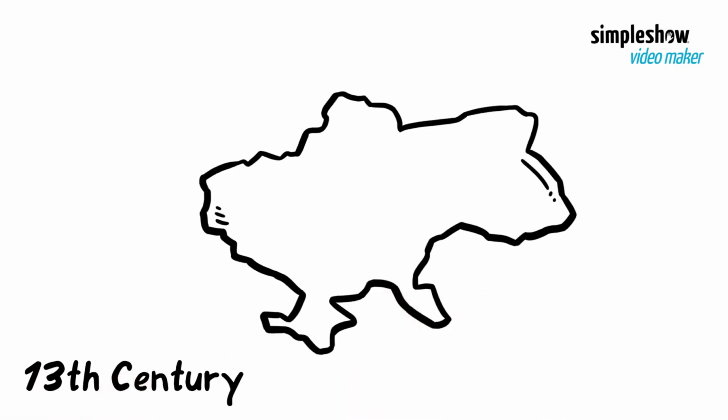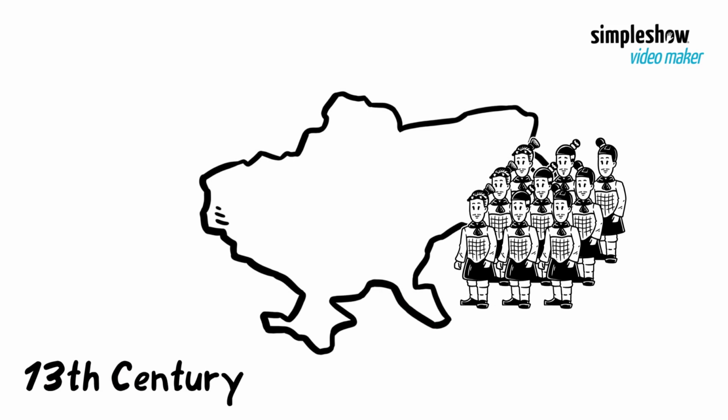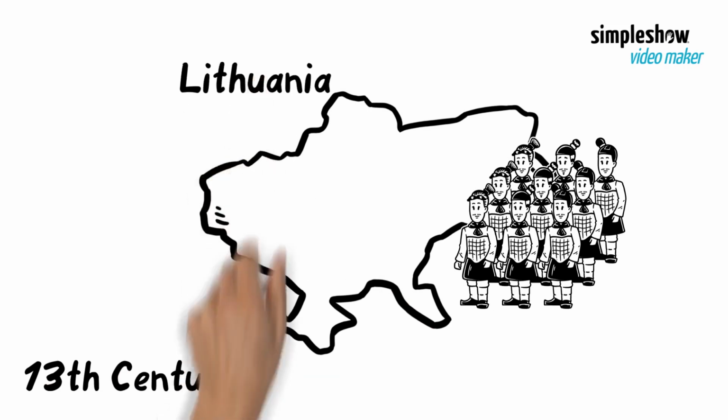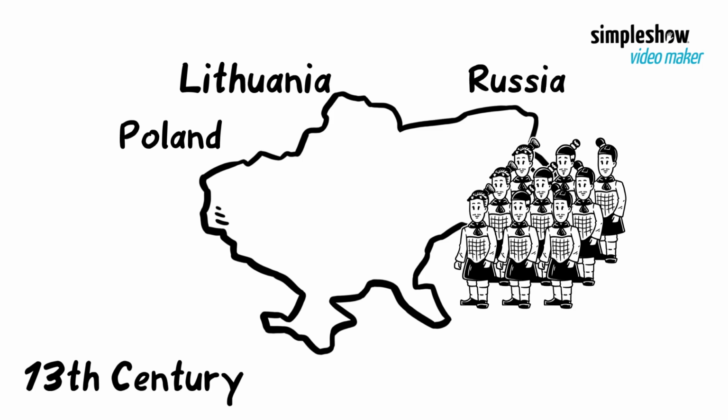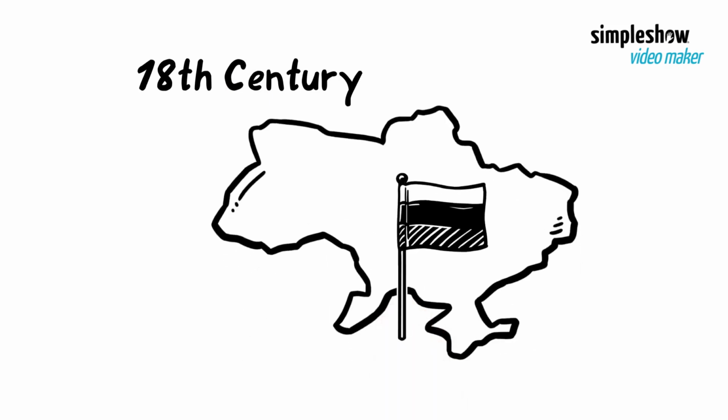In the mid-13th century, the Mongols conquered the area. For the next 450 years, portions of Ukraine were ruled by Lithuania, Poland, and Russia. Then, in the 18th century, most of Ukraine fell under Russian rule.